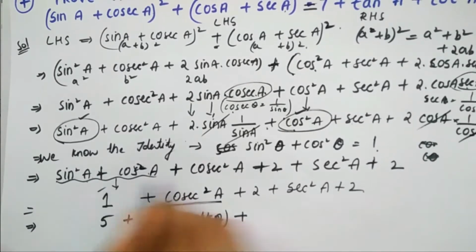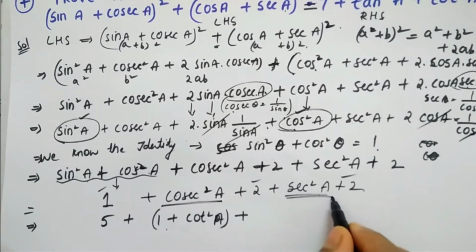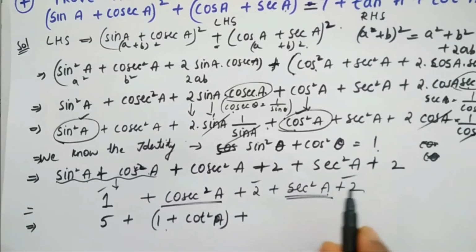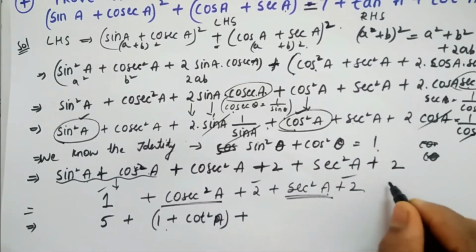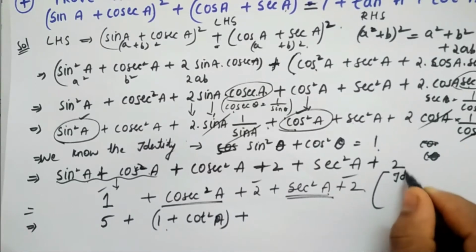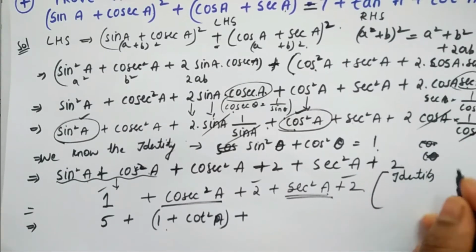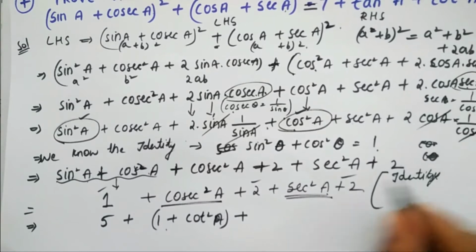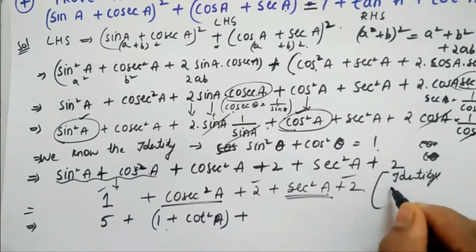Okay, we have taken all the numerical values. Now secant square A is left over. The same identity applies here for secant square, but it's for secant square. We have got it for cosecant square. Now it's for secant square.